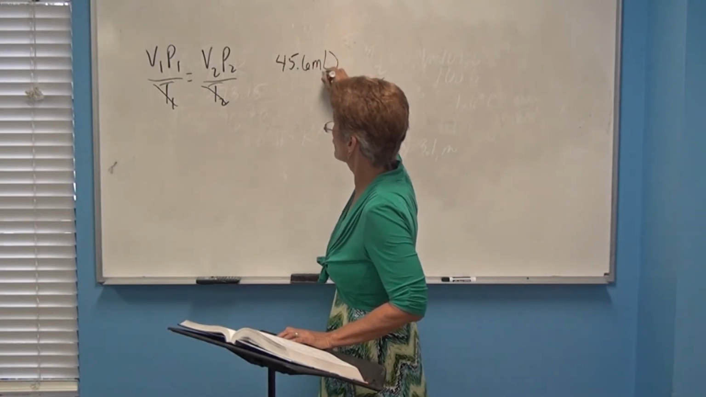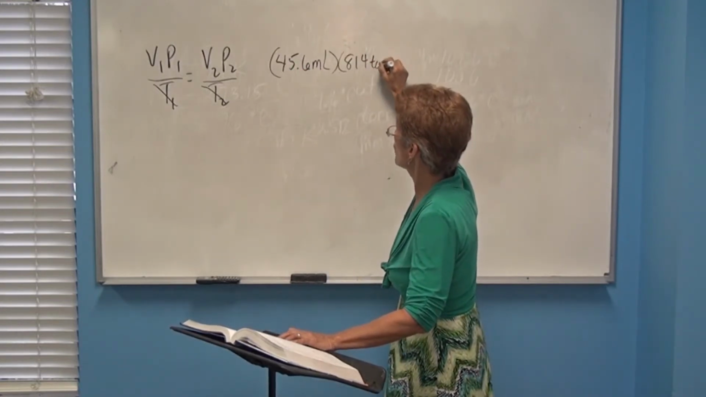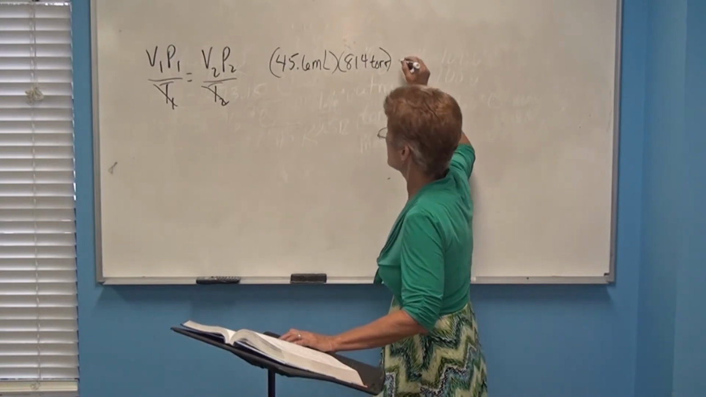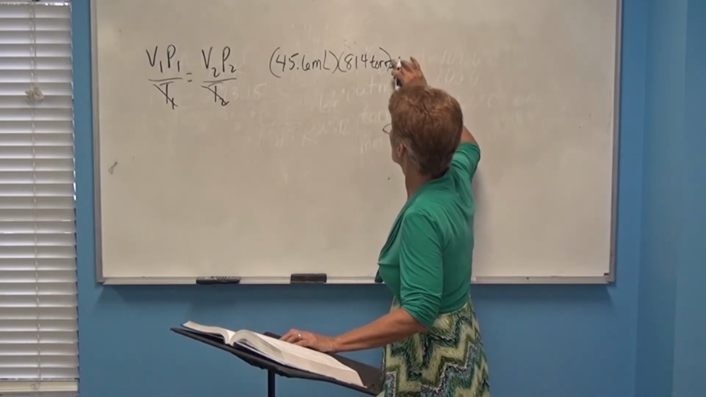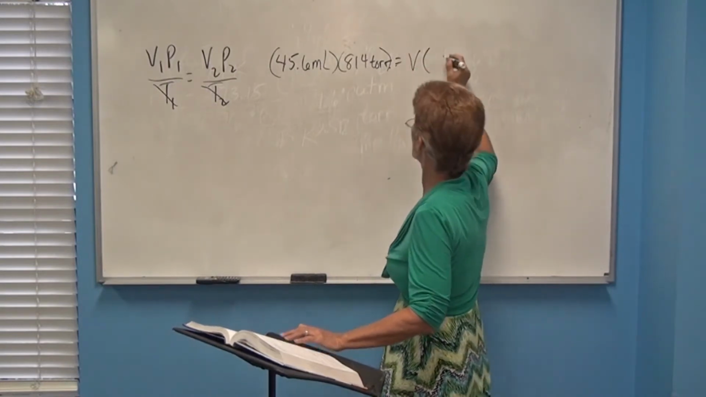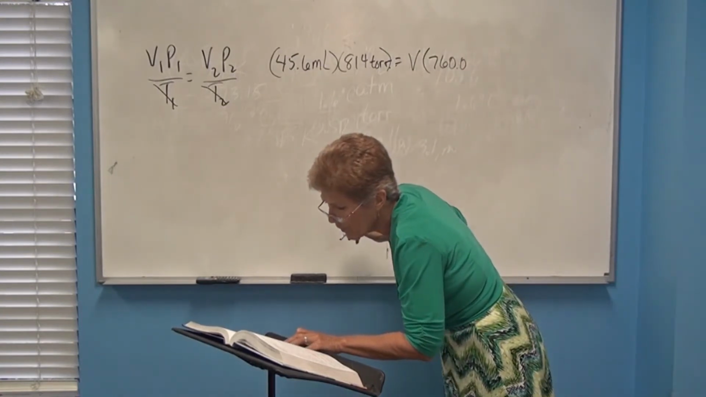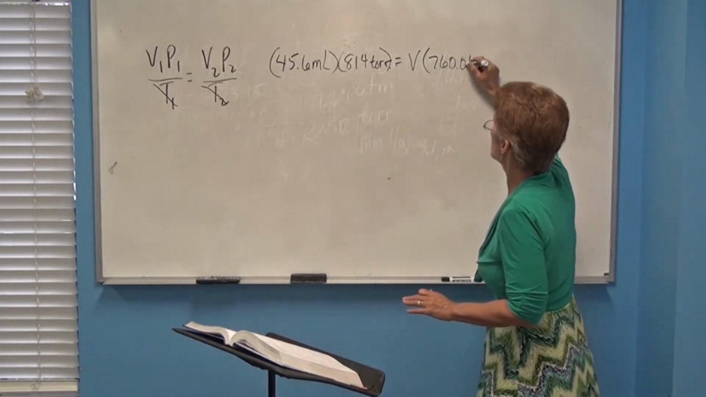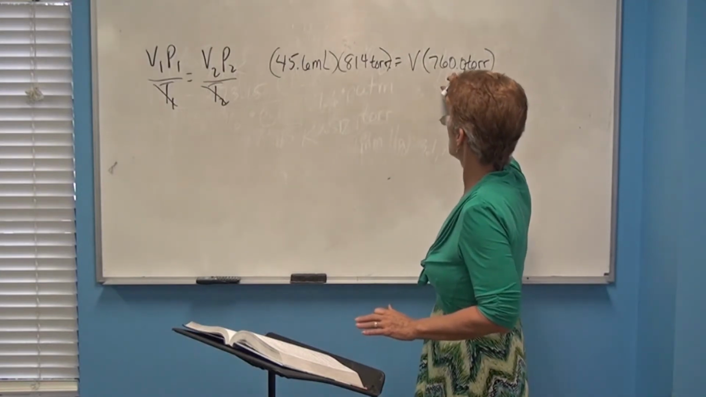45.6 mils. And the starting pressure is 814 torr. And then equals, we're looking for the secondary volume, so I'll put volume here. And then the torr is 760. Much different. Yep, different on the significant figures. There we go. So you just do this divided by this.